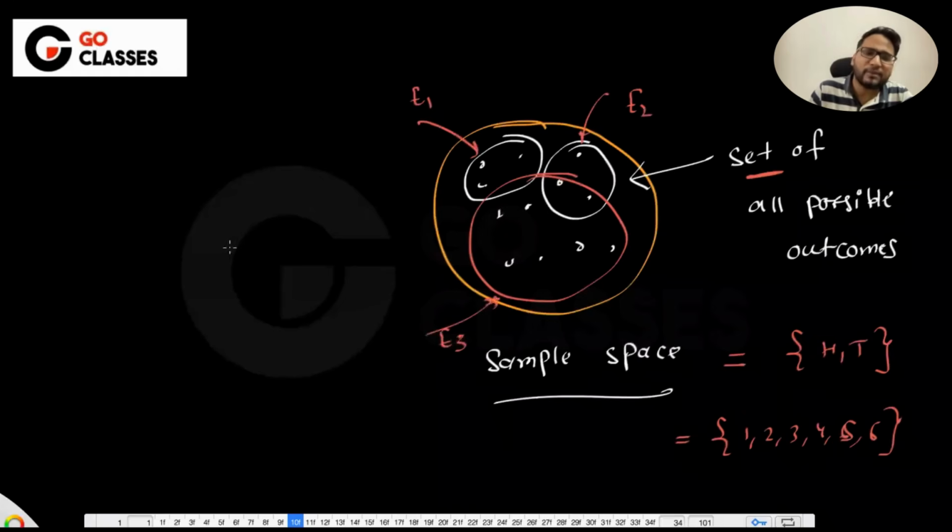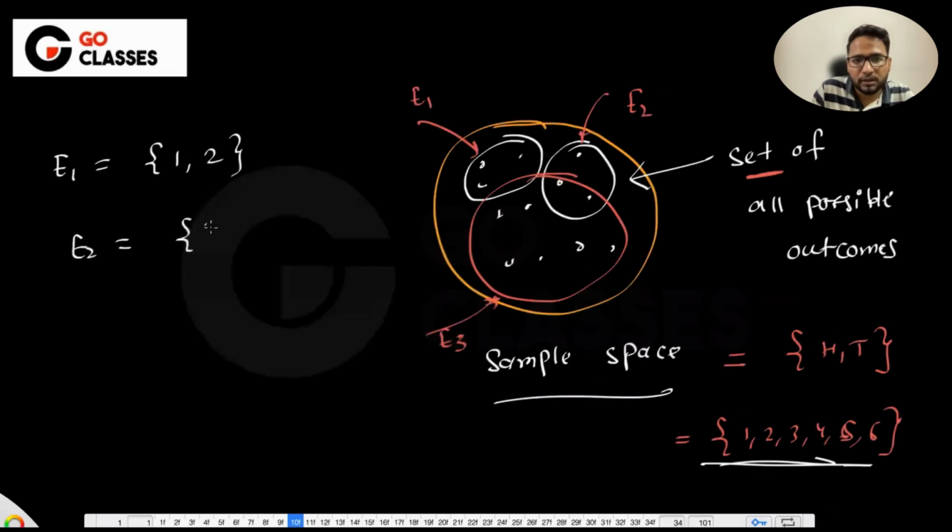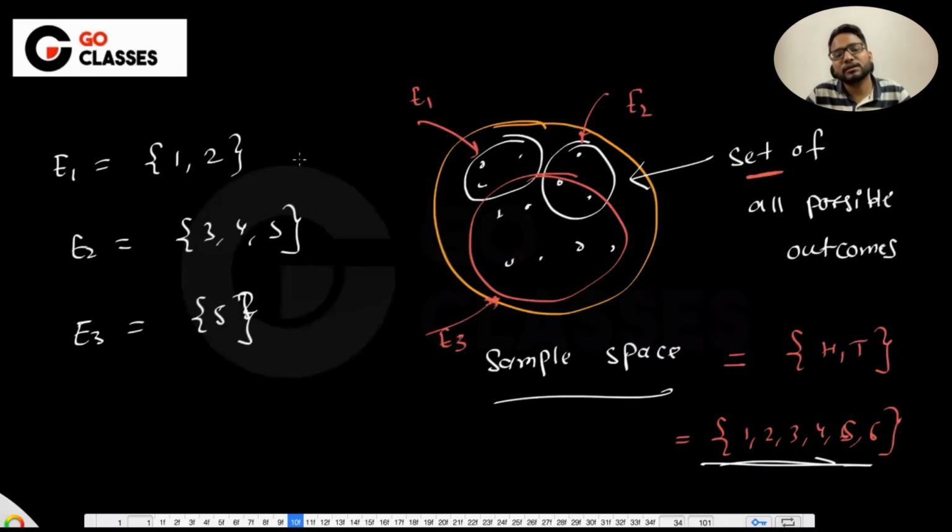Now, there might be different probabilities of the events. Let's suppose in this case, event 1 is {1, 2}. Event 2 could be {3, 4, 5}. Event 3 could be just {5}. So there might be different probabilities of these events. That's okay. Event is some set of outcomes. So what is the probability of this event? Either you get 1 or you get 2.